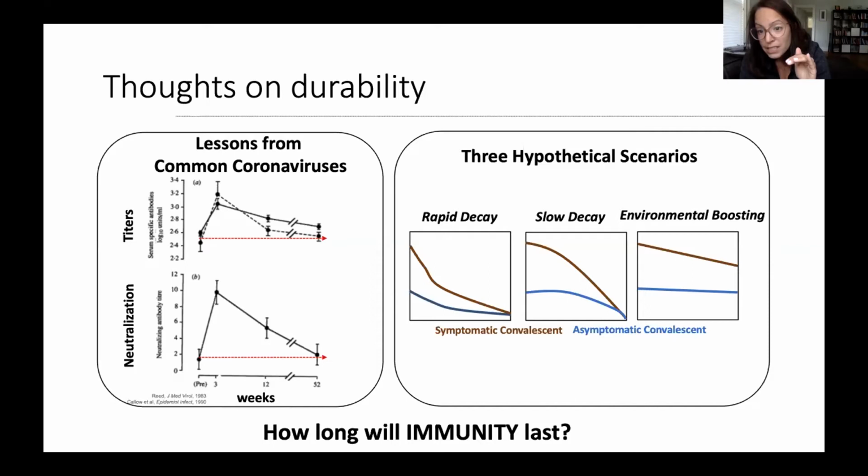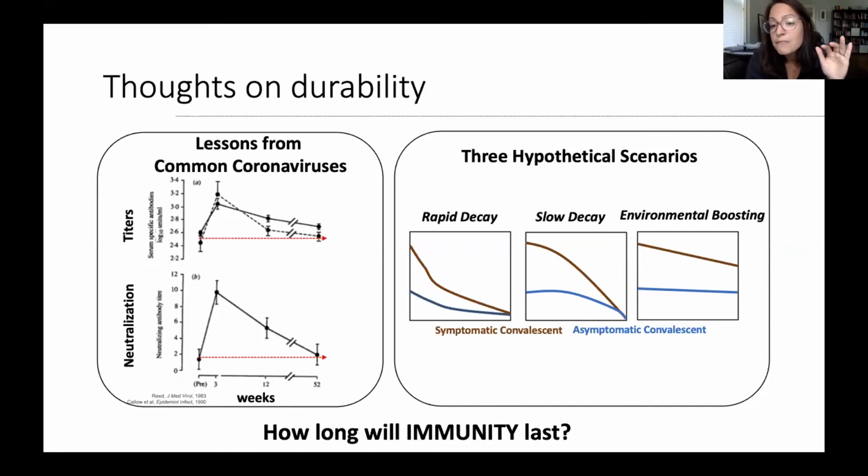That is true for their antibody titers, so their overall level of antibodies, but also for the ability of these antibodies to block viral infection through a process called neutralization. And you can see here that these neutralizing antibodies that prevent infection rise early, just like the titers, but they fall down to undetectable levels after just 1 year. So durability is very short-lived.